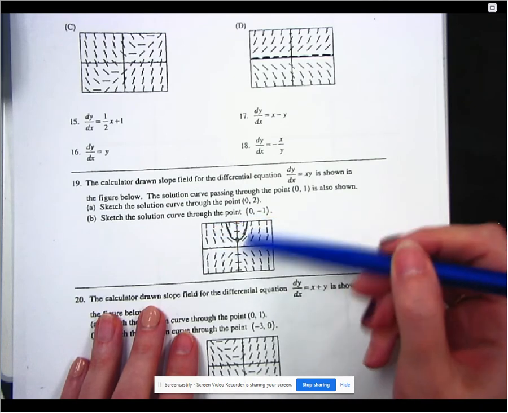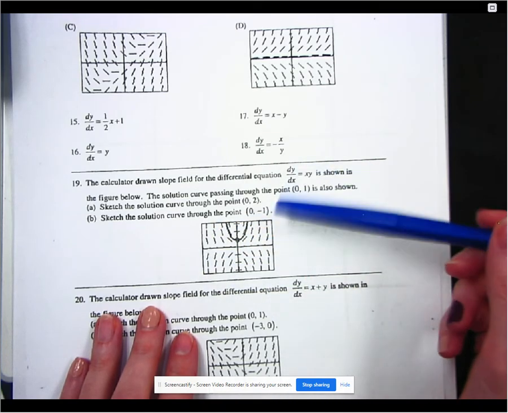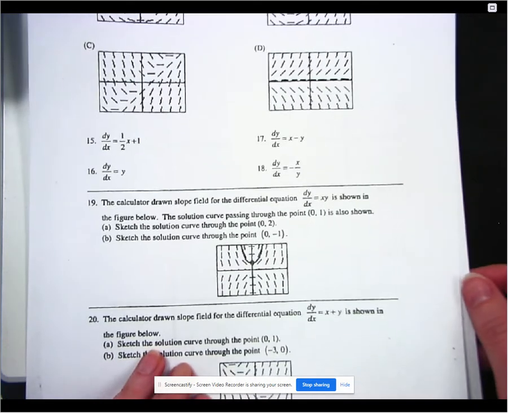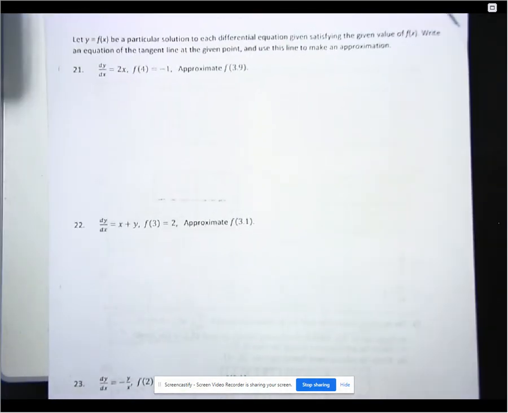Okay, and then you have a couple where you're drawing the solution curve through a particular point, just following the trends. That is something they put on the AP test, drawing the curve that follows the trends. And then the back is like example 4.